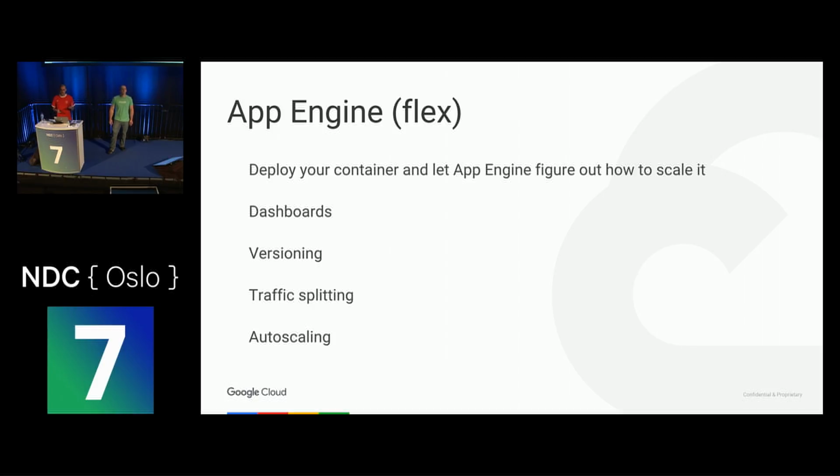And App Engine Flex, what does it give you? Basically, you just create your container and tell Google, this is my container, can you please run it? And you will just use a single command to deploy it. By default, it will deploy to 2 virtual machines, but it will automatically scale up to 20 virtual machines. So you get auto-scaling.